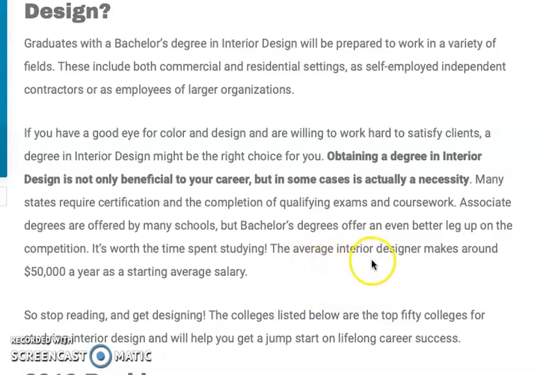And then it says the average interior designer makes around $50,000 a year as a starting average salary, which is really good. So I'm going to write that down so I don't forget that. So $50,000 a year as a starting average salary. That means it would go up from there as I got more experience.